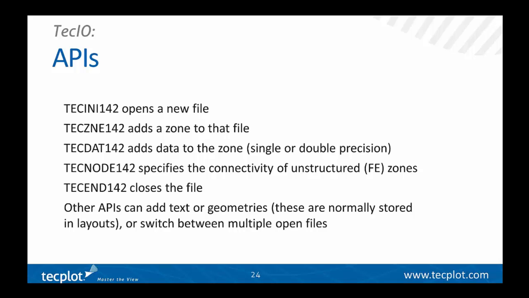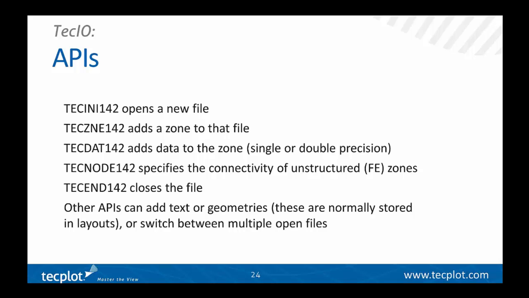TecDat adds data to the zone. You'll call that, and these are listed in the order that you would call them normally. So TecDat adds data to the zone, and note that TecIO supports either single or double precision. We've had a request to support integer variable types, and we'll consider that for the future. But for now, single or double precision floating point values.